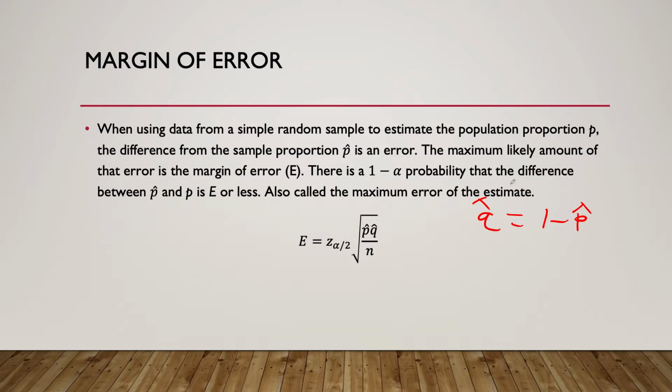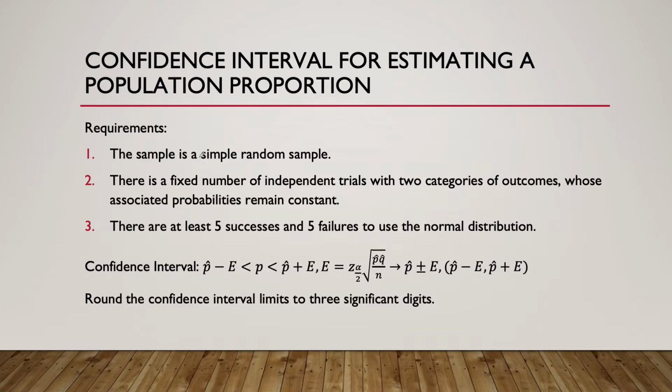Nothing too special about that. The confidence interval for estimating the population proportion requires a simple random sample, a fixed number of independent trials for 2 categories of outcomes whose associated probabilities remain constant, and that is useful for the binomial experiment, which is what we need in order for us to do this, and that there are at least 5 successes and 5 failures to use the normal distribution.